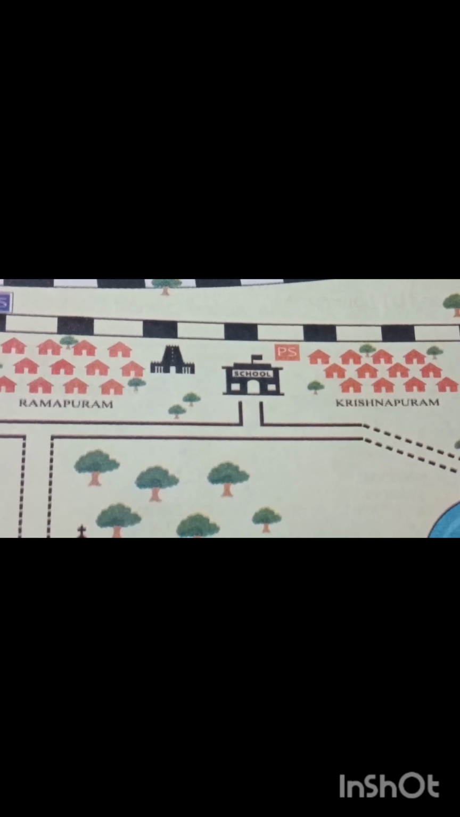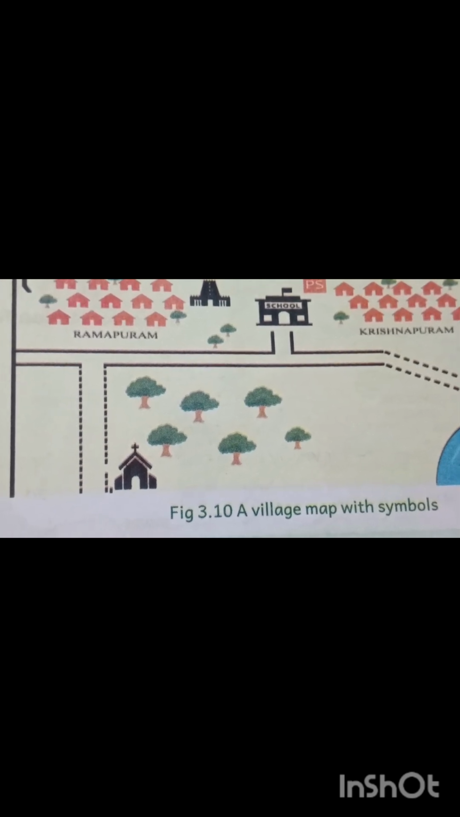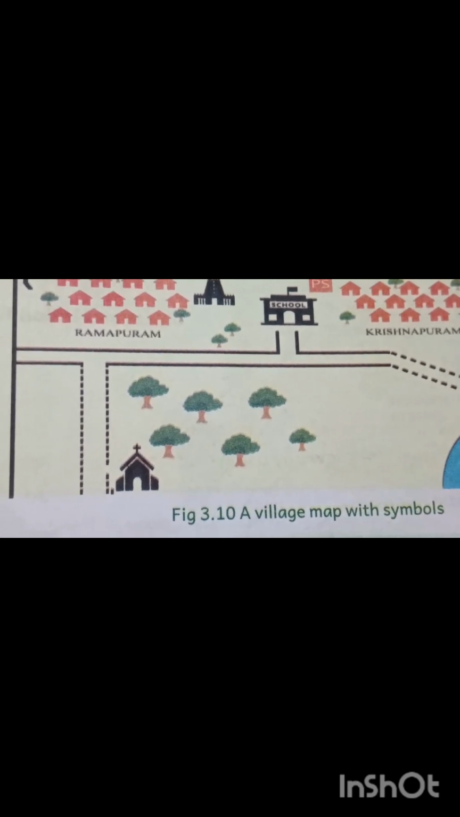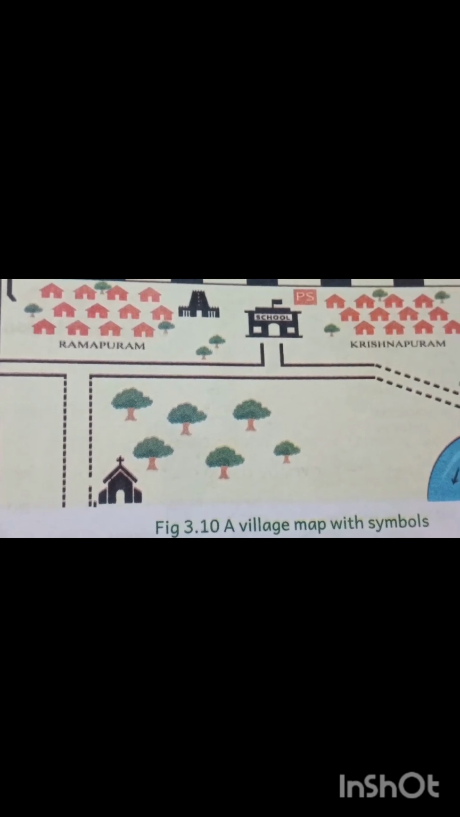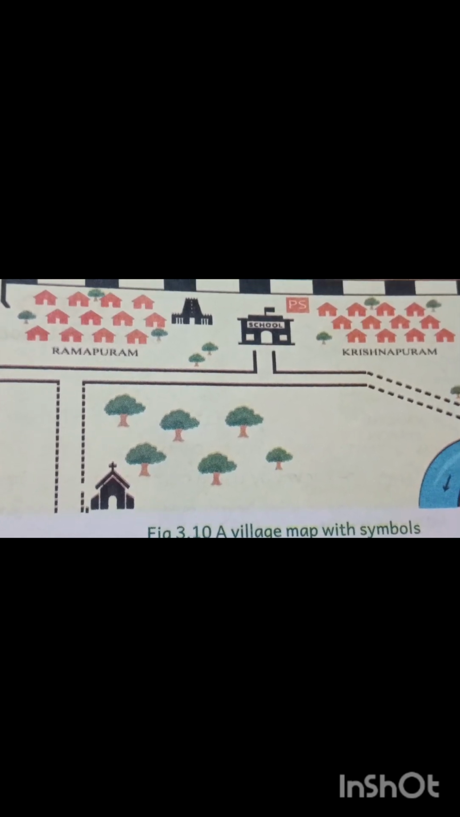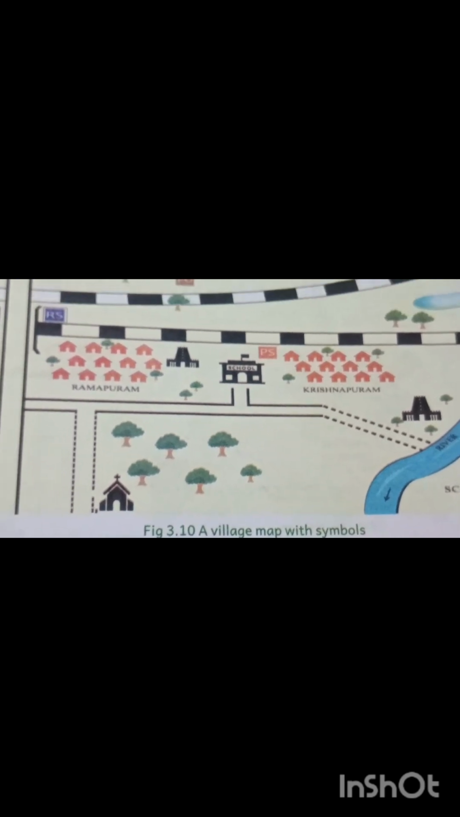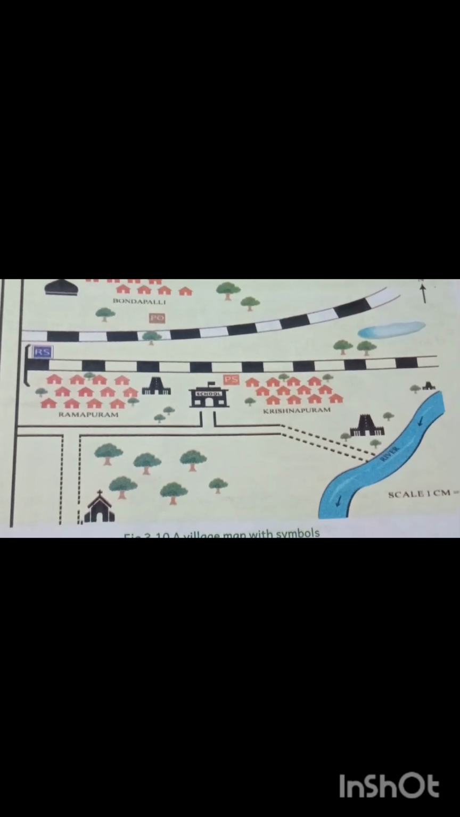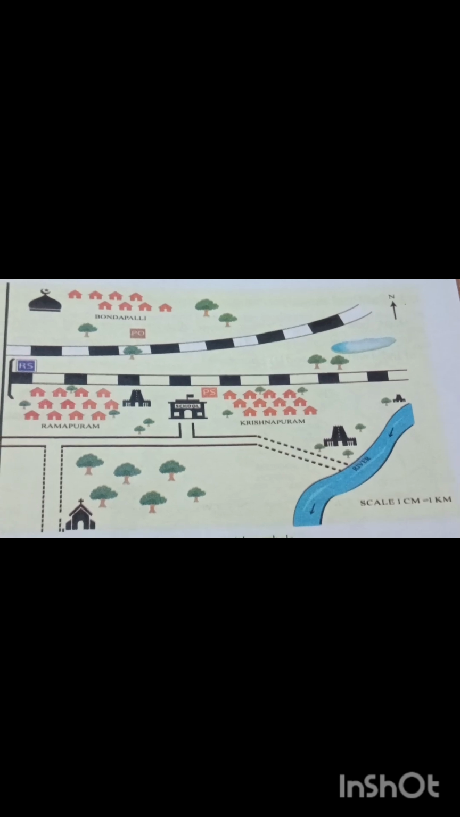The thick lines that we are seeing are called pakka roads, and some of the dotted lines we can also see here. Towards the church side, one church is located here, and some trees we can see here. That means in this map we are seeing how symbols can be used in identifying places.